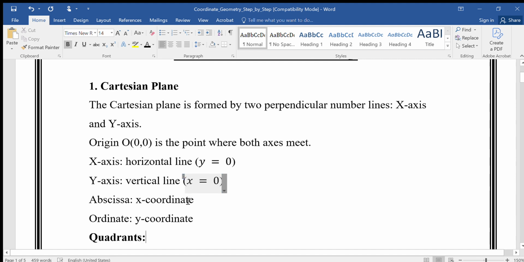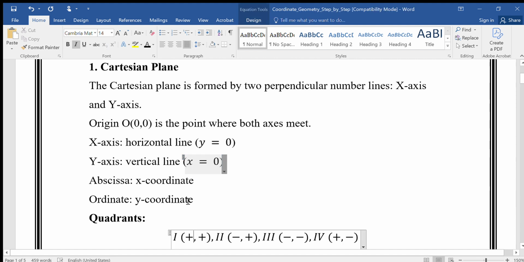What is quadrant? In Cartesian plane, there are four quadrants, first quadrant, second, third and fourth. In first quadrant, both x and y are positive. In second quadrant, x is negative, y is positive. In third quadrant, both x and y are negative. And in fourth quadrant, x is positive, y is negative.